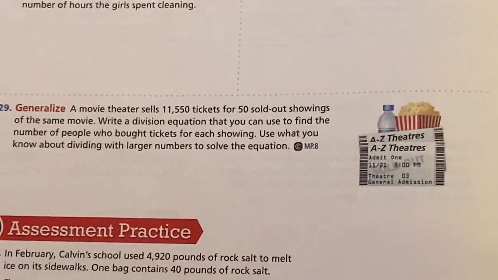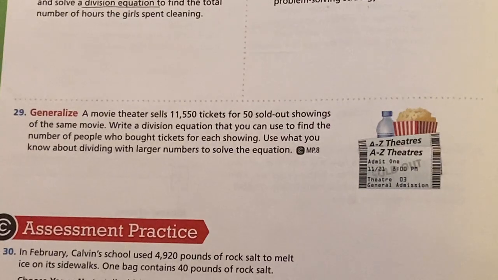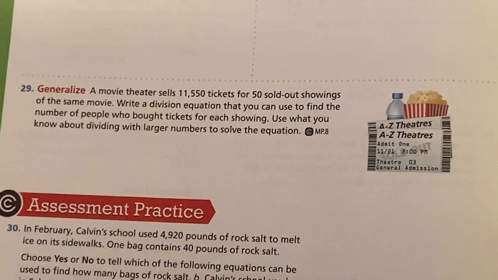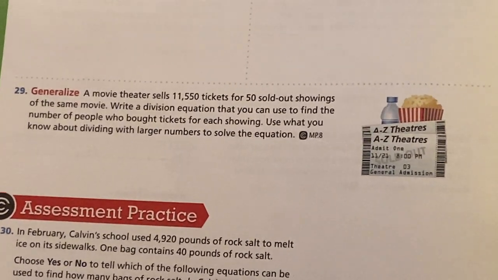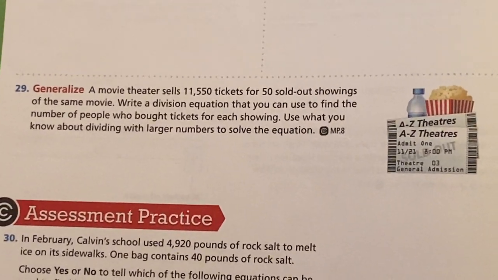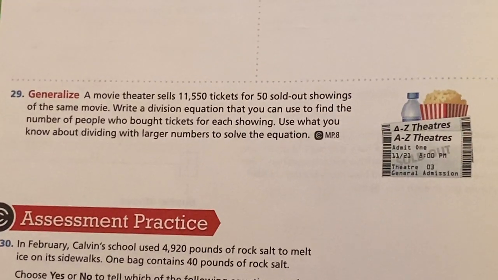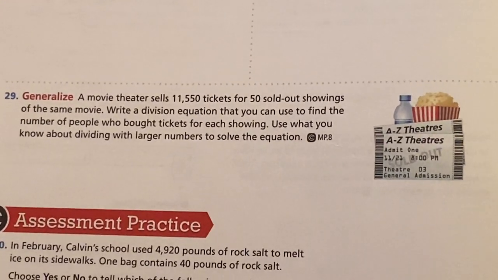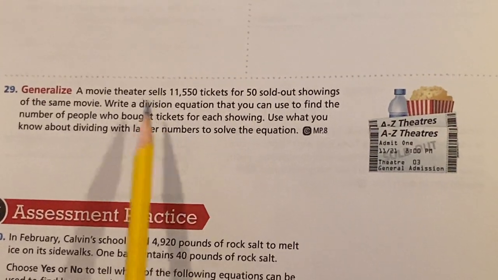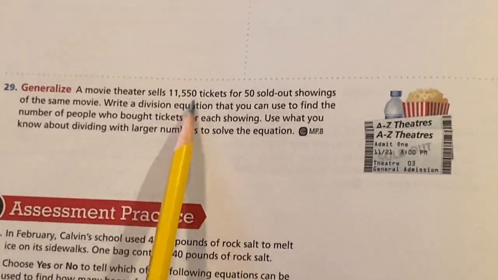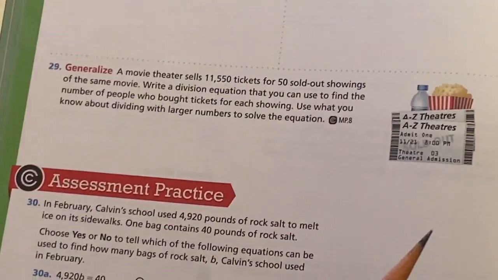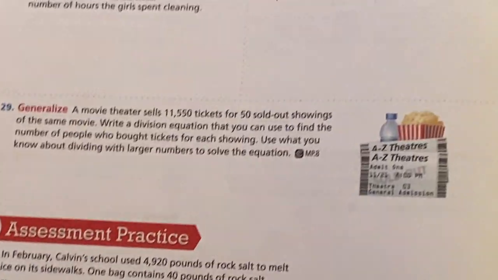Number 29, generalize. A movie theater sells 11,550 tickets for 50 sold out showings of the same movie. Write a division equation that you can use to find the number of people who bought tickets for each showing. Use what you know about dividing with larger numbers to solve the equation. Okay, so the movie theater sells 11,550 for 50 sold out showings. If they're sold out, that means every seat is taken, so the number of seats for each showing is going to be the same.